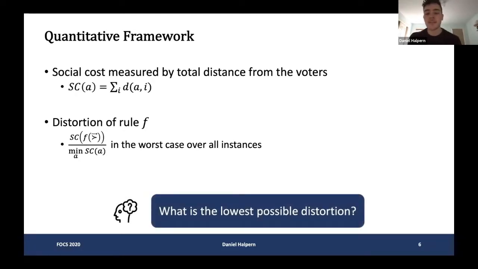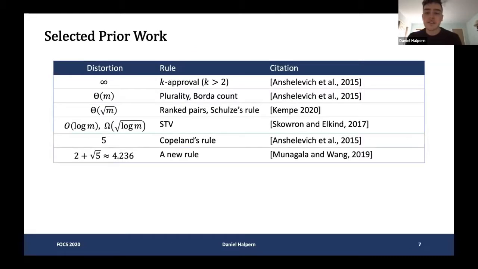And so a natural question then is, what is the lowest possible distortion? So let me show you a bit of what was known prior to this. This model was first introduced by Anshelevich et al. in 2015. And here in this chart, you can see several well-known voting rules and their associated distortion. Many of the most popular ones have distortion that's linear or square root in the number of candidates.